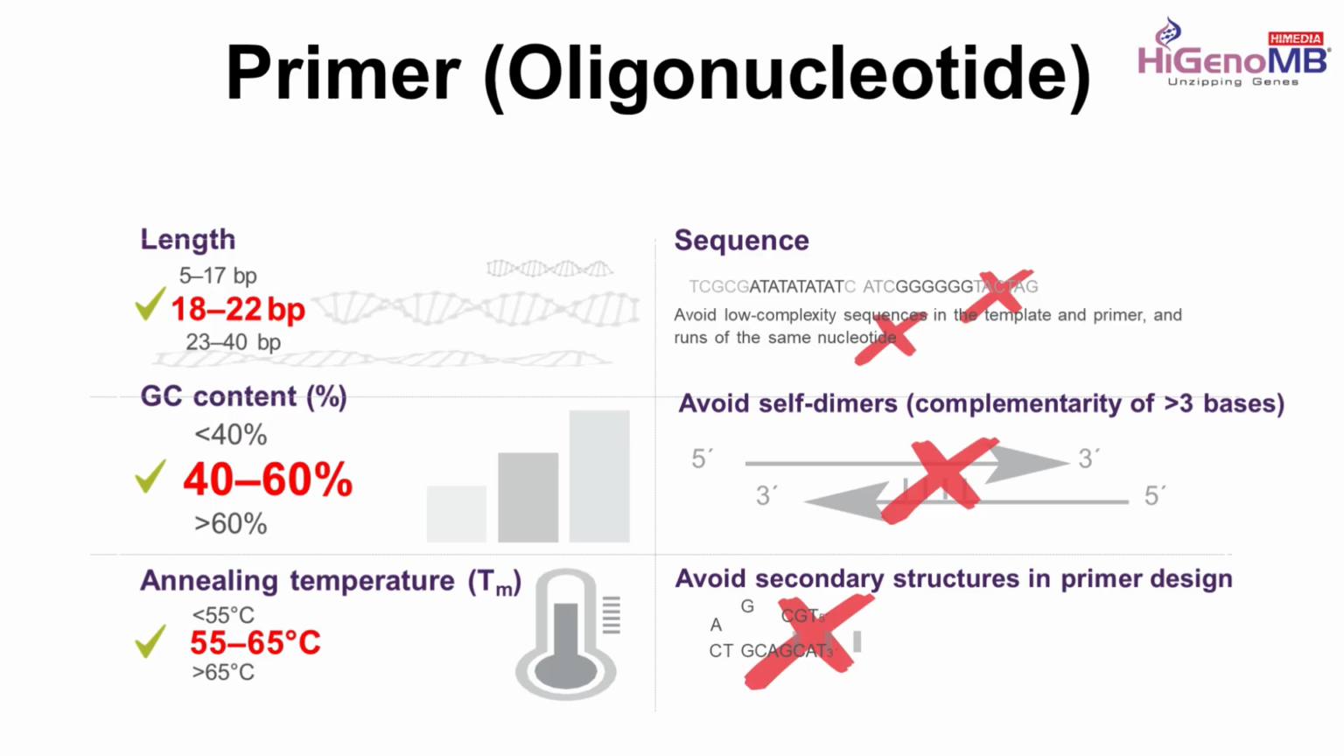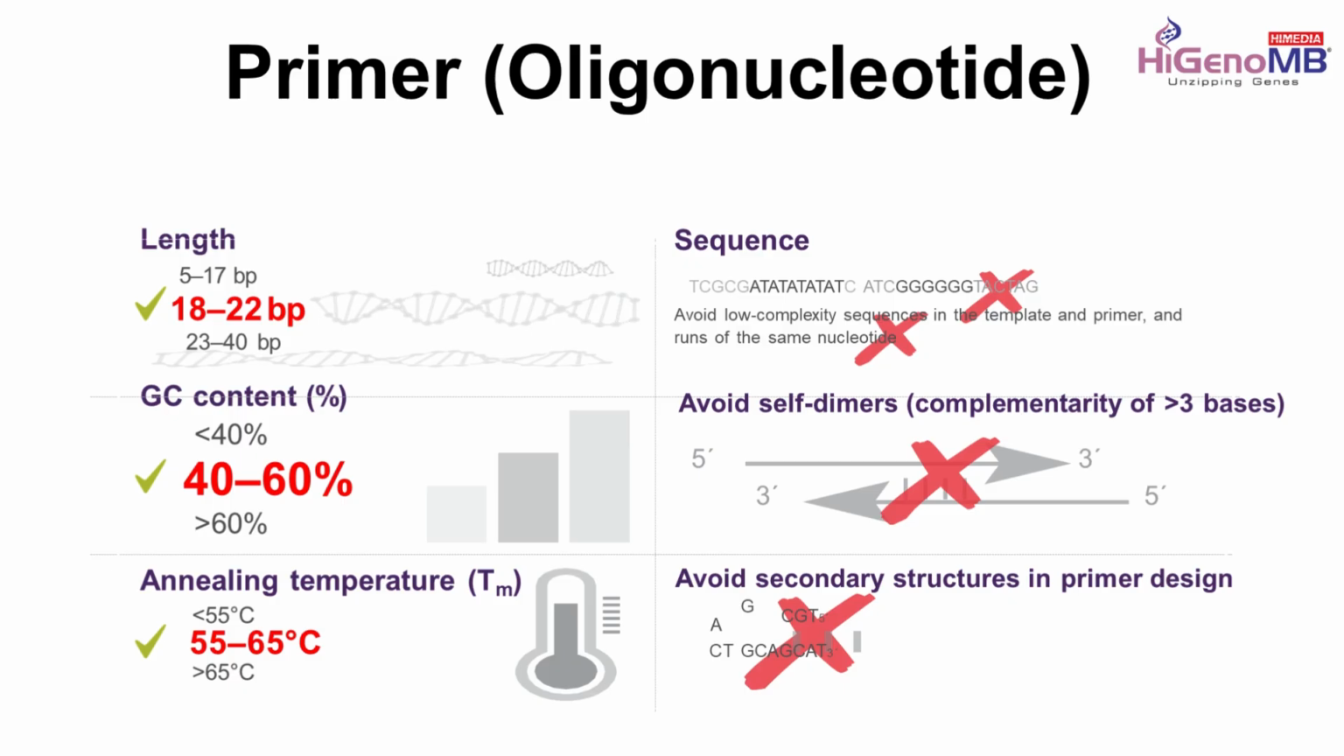And if we avoid these repeats, then we can avoid the secondary structures. If there is complementarity within the same oligonucleotide, then it will tend to form secondary structures like hairpins or loops. So to avoid this, we should select a sequence which does not have nucleotides complementary to the nucleotides present in the same stretch of primer.